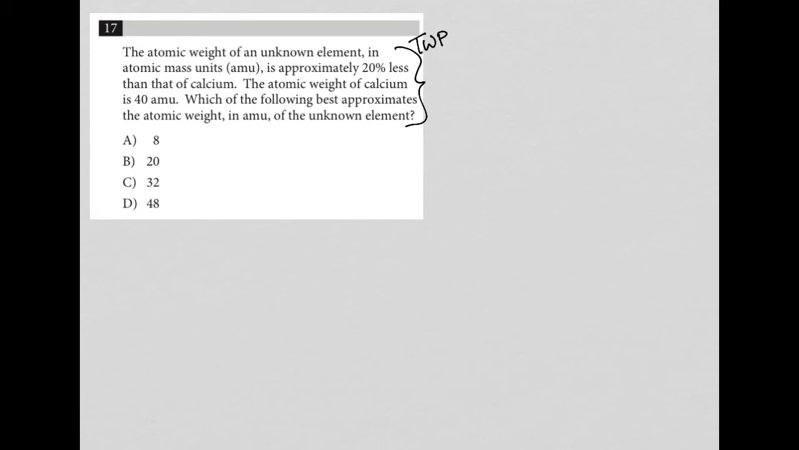So this question goes on to say the atomic weight of an unknown element in atomic mass units is approximately 20% less than that of calcium. All right, so I'm going to say unknown element, I'm going to call that X, right? So X AMU, because the atomic mass unit is, which means equals, 20% less than that of calcium. So it's going to be calcium AMU minus 0.2, so 20% of calcium AMU. And we can simplify this.